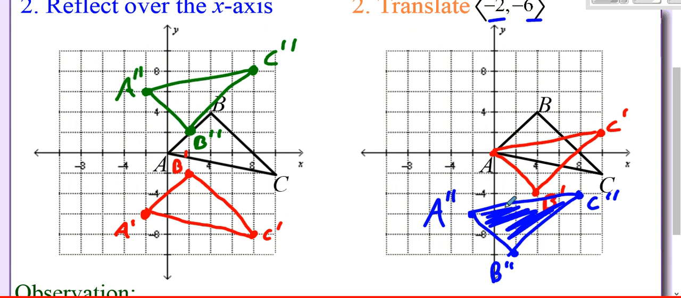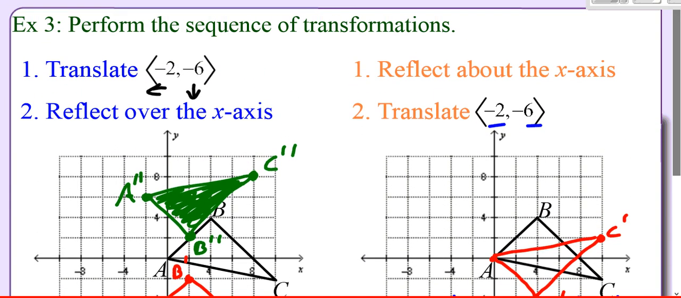So if you did them in one order, you end up over here with the blue triangle. If you did the other order, you end up here in the green triangle. Just to show you, like we wrote earlier, order matters. If you reflect before you translate or translate before you reflect, you're going to get different places. So you have to follow the rules, the order that they're given to you.